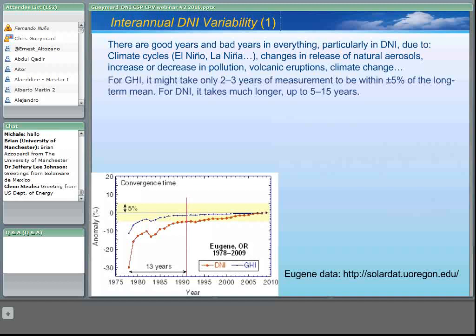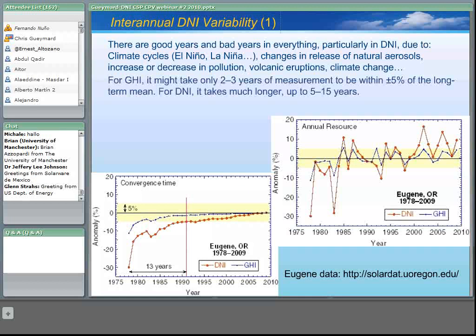Now, here we have another plot showing the year-to-year variability, the internal variability. Same site, Eugene, and the red curve is DNI. The blue curve is global irradiance. And you see the kind of variability from year to year. Some of these dips here are due to volcanic eruptions, but you have also some kind of trend over the time, and obviously good years and bad years.